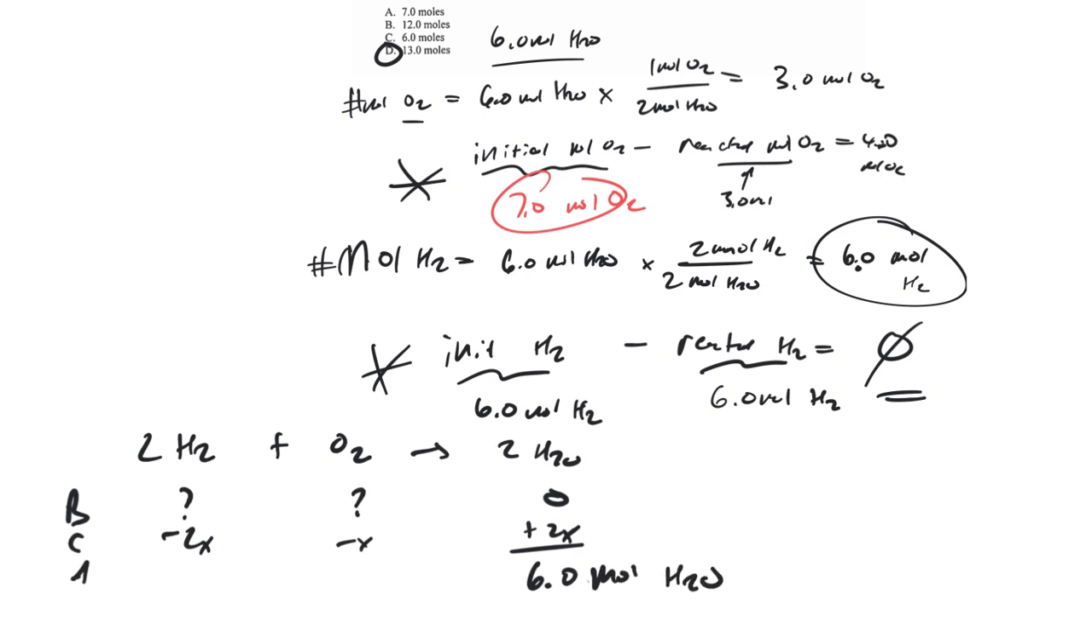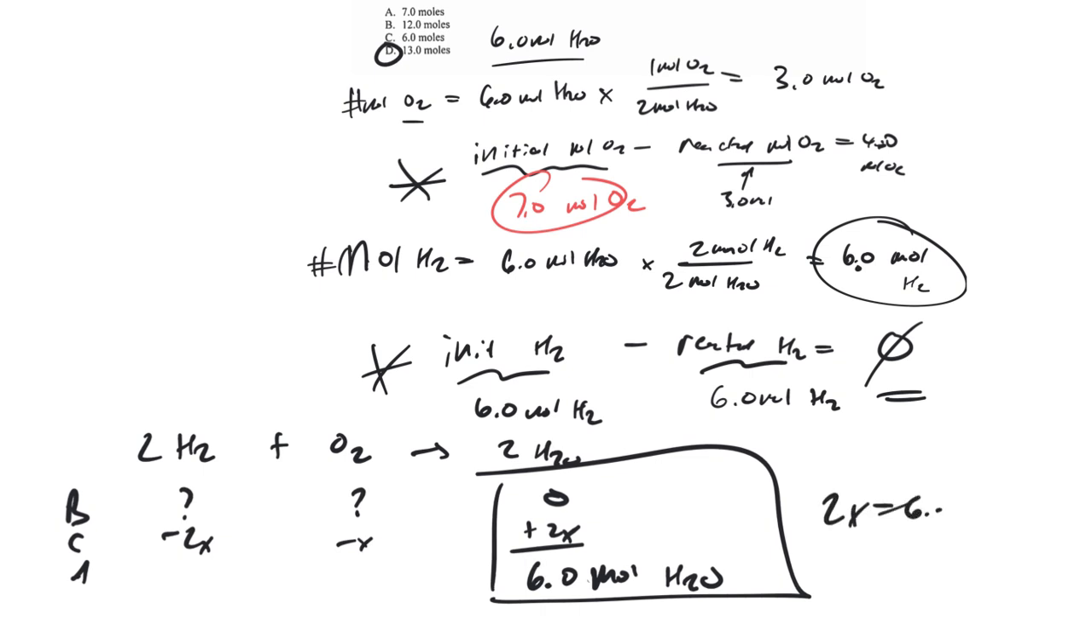And do you see how right off the bat on the BCA chart you can find x? You can find x is equal to 3 moles. Just 0 plus 2x is equal to 6, so 2x is equal to 6 moles. So x is equal to 3 moles. And so we also know that after the reaction is complete, we have 4 moles here, and then we have none in the place of H2.